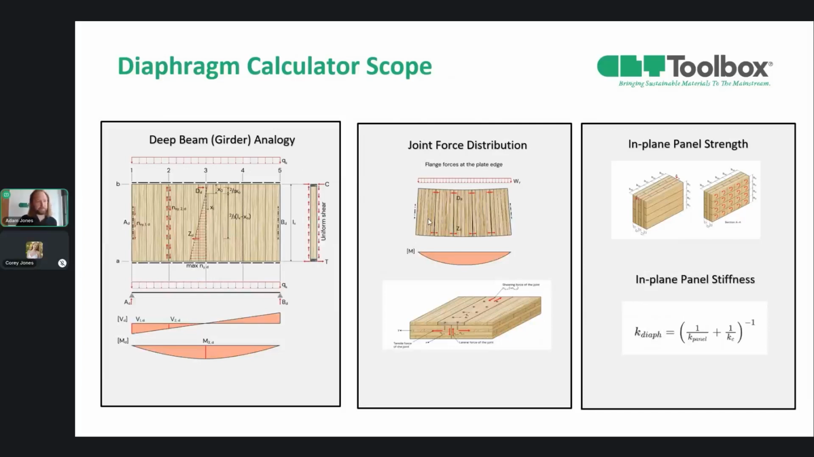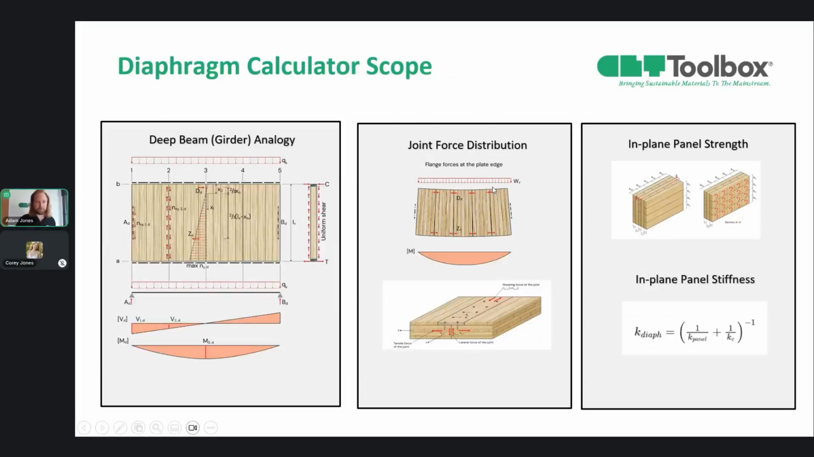What we use is the deep beam girder analogy. This is used directly from the ProHolz Volume 2 design guide. You can see here that you've got 2 simply supported collectors, and within that you've got the joints as well. You can see constant shear flow between them, and as the force is developed at each joint, that is the corresponding shear flow developed at the joints.